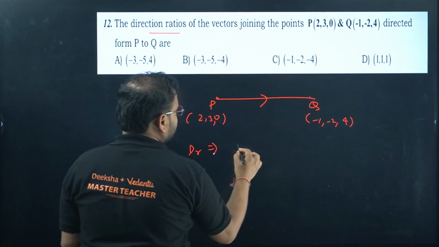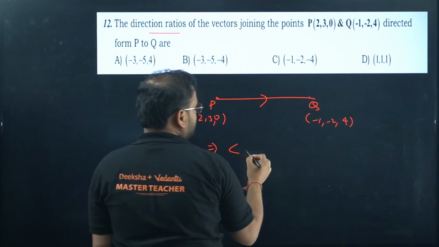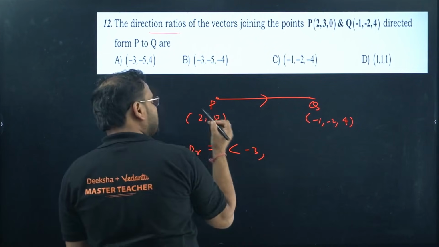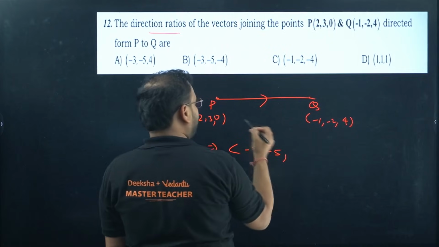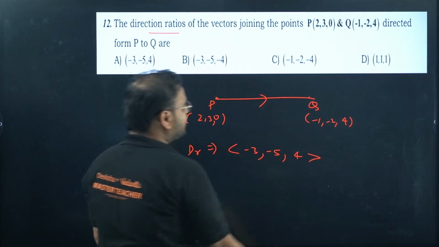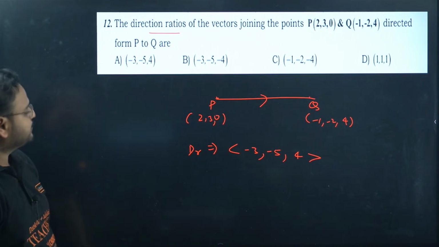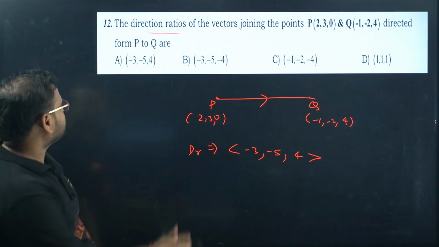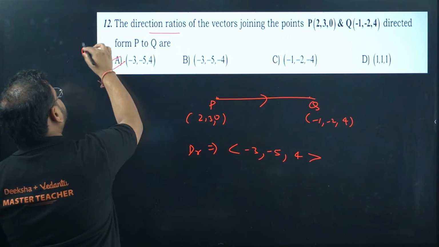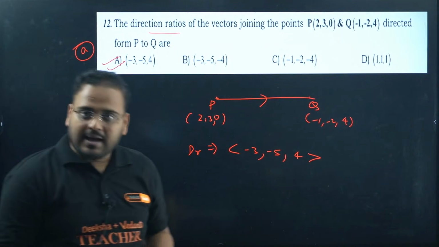When you have P to Q, you're going to subtract to find the DRs, direction ratios, in this format. Please check. -1 minus 2, that is -3, -2 minus 3, which is -5, and 4 minus 0 will be simply 4. My answer is -3, -5 and 4. Yeah, option A. Option A. Are you getting it?